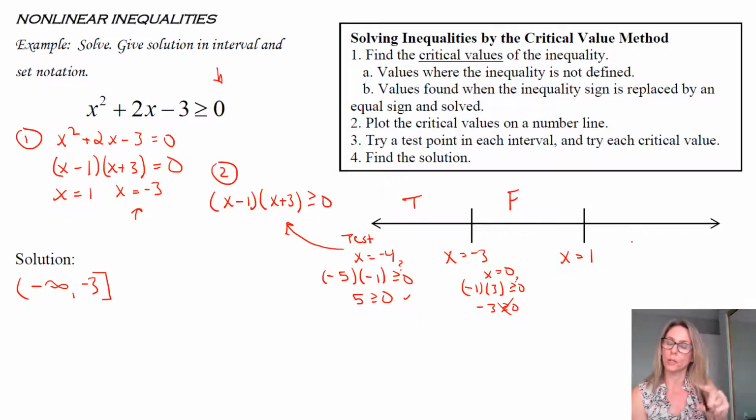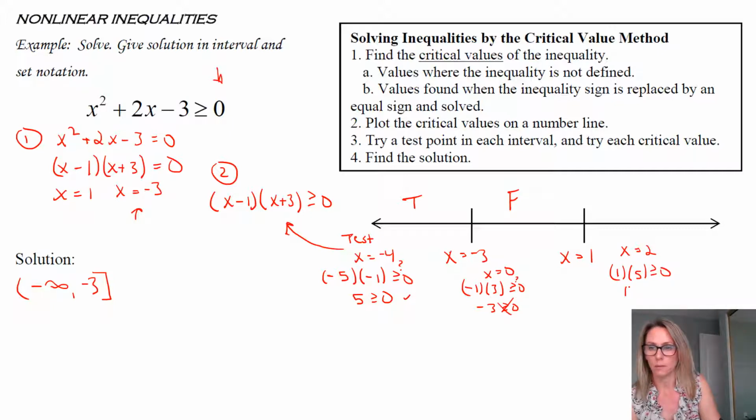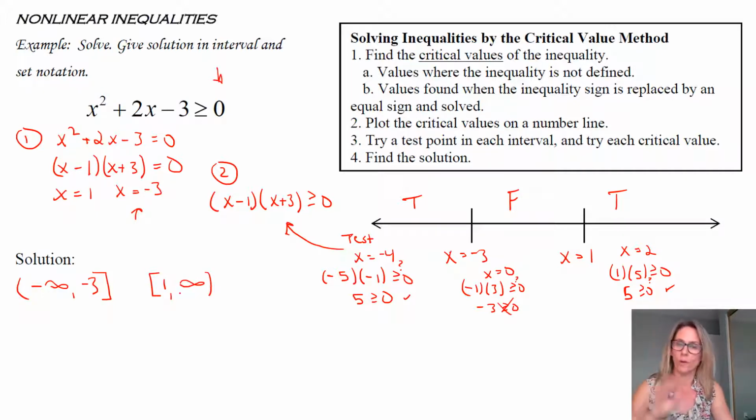Then we take a look at anything greater than 1. Of course, many options here, but if you are saying, I just want to do 2, that is okay. We put that in: 2 minus 1 is 1, 2 plus 3 is 5, greater than or equal to 0. We get 5 greater than or equal to 0, and of course that is a yes. So we have another true interval. And so that means that 1 we know works, all the way up to infinity, and we're not going to include infinity.